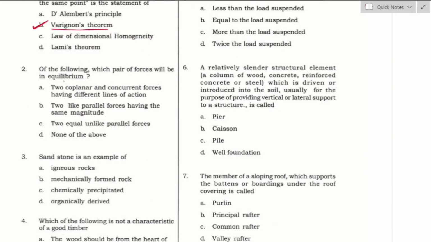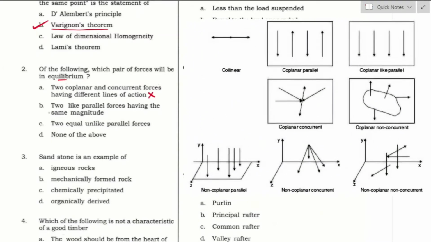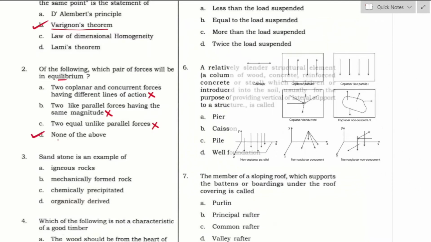Question number 2. Of the following, which pair of the forces will be in equilibrium? Option A. Two coplanar and concurrent forces having different lines of action will not be in equilibrium. So this is false. Option B. Two like parallel forces having the same magnitude. This also will not be in equilibrium. So this is false. Option C. Two equal unlike parallel forces. This also will not be in equilibrium. So this is false. So none of the given options are in equilibrium. So the right answer will be none of the above. Option D is the right answer.